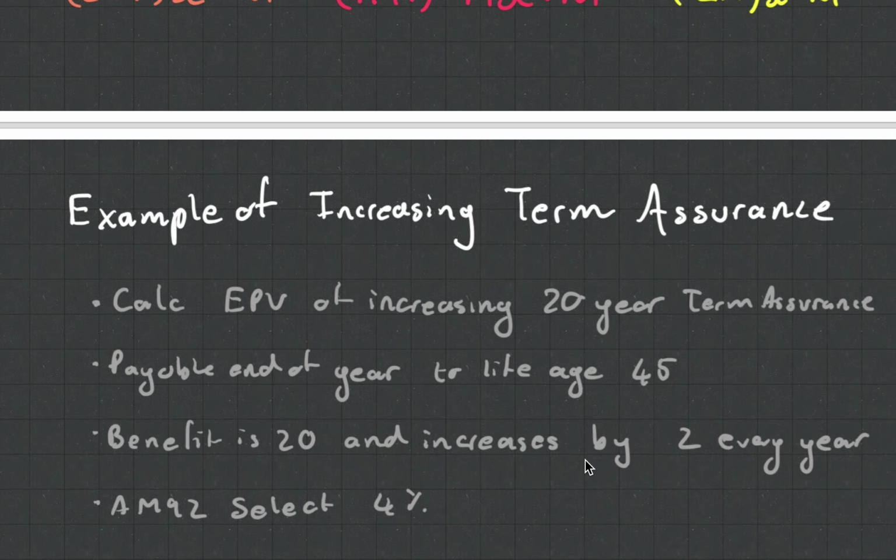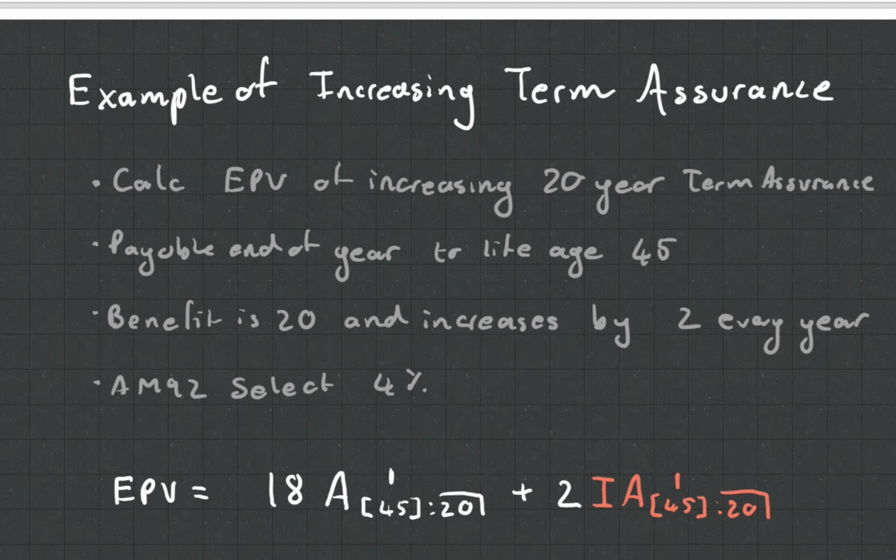The benefit is 20 and it increases by 2 every year, and it gives us our mortality table. So the expected present value, this is it over here. First thing that should pop out to you is why don't we have a 20 over here? We could have a 20, but that's going to make this a different age here. That would be like 46 and 19.